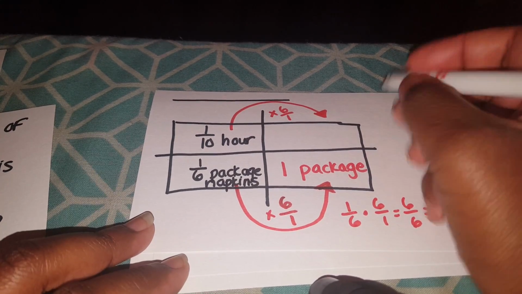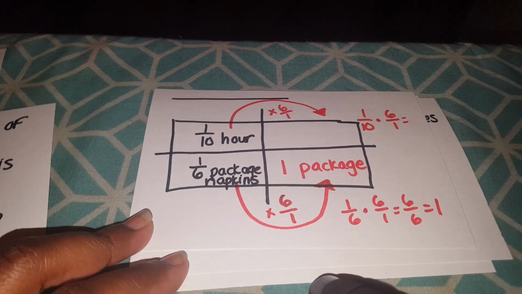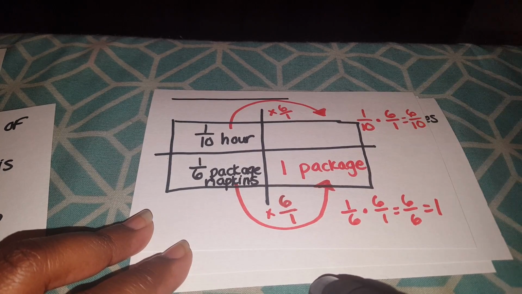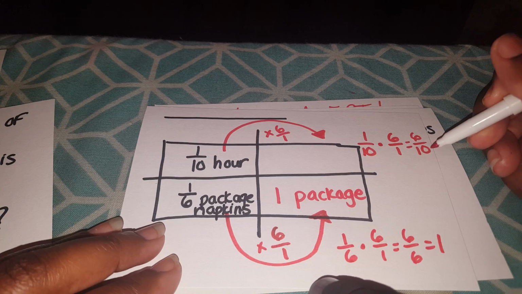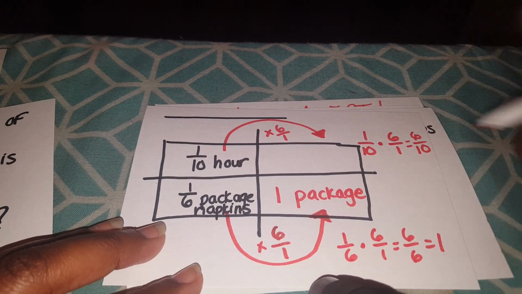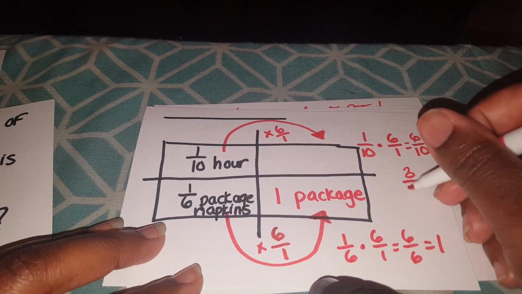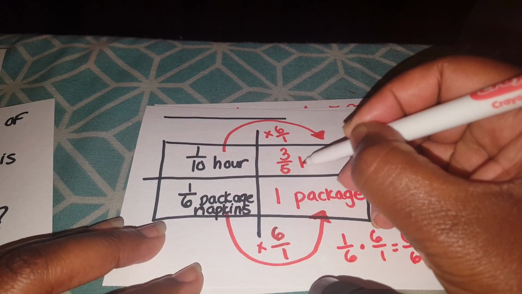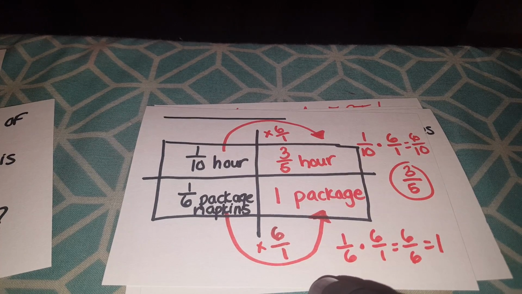Okay, so here we go. 1/10 times 6/1. Let's do that math. 1 times 6, 6. 10 times 1, 10. Simplify. That's not in simplest form because 6 and 10 have a friend. That friend is 2. 6 divided by 2 is 3. 10 divided by 2 is 5. That's your answer. So it takes 3/5 of an hour to use 1 package of napkins.